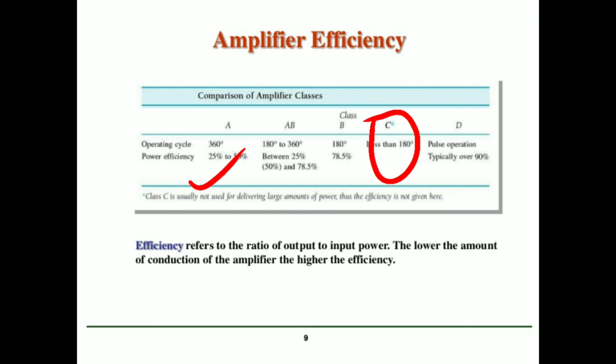Class D is used for pulse operations, or you can say digital circuits. Here we will not discuss the class D amplifier because this is basically for digital circuits. So this is all about the classification of all the amplifiers for chapter 1.